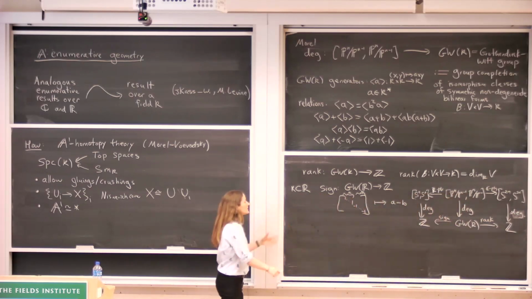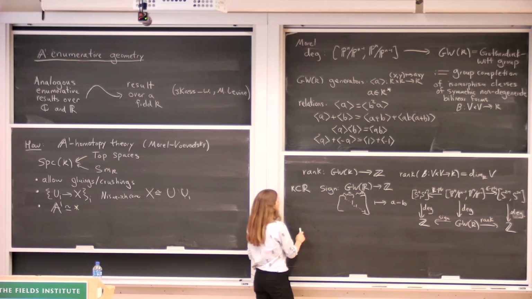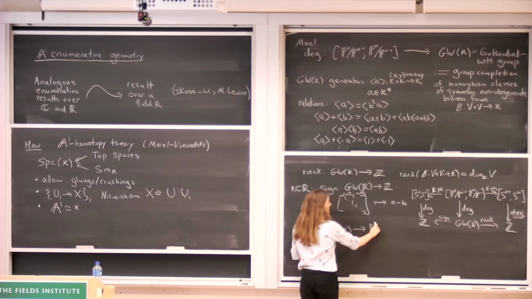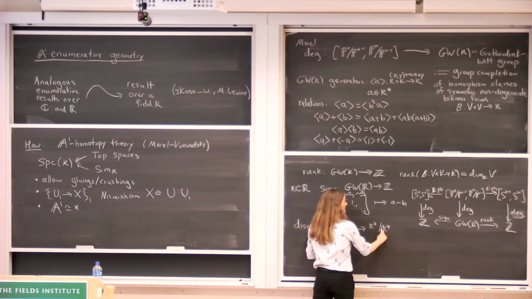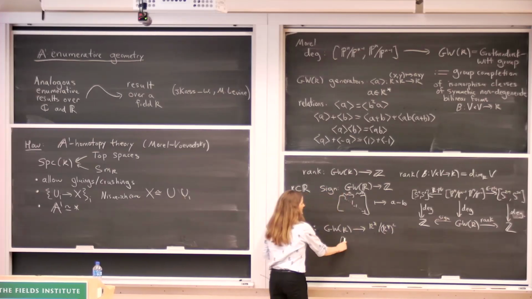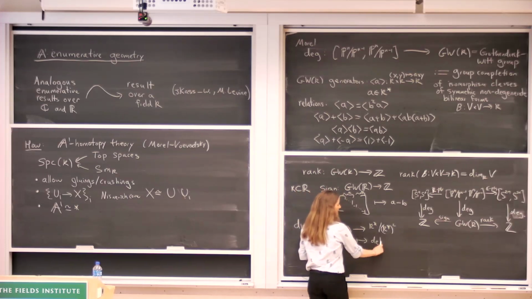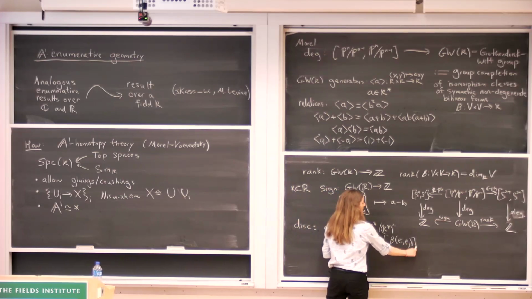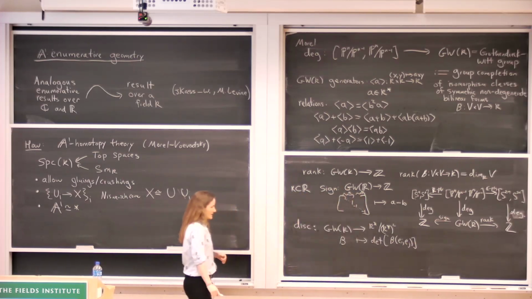There's a whole list of other invariants. The second one in a famous list of Milnor's is the discriminant, which takes the determinant of the corresponding matrix. So it takes this beta to the class of the determinant of some Gram matrix, where e_i, e_j is a basis.